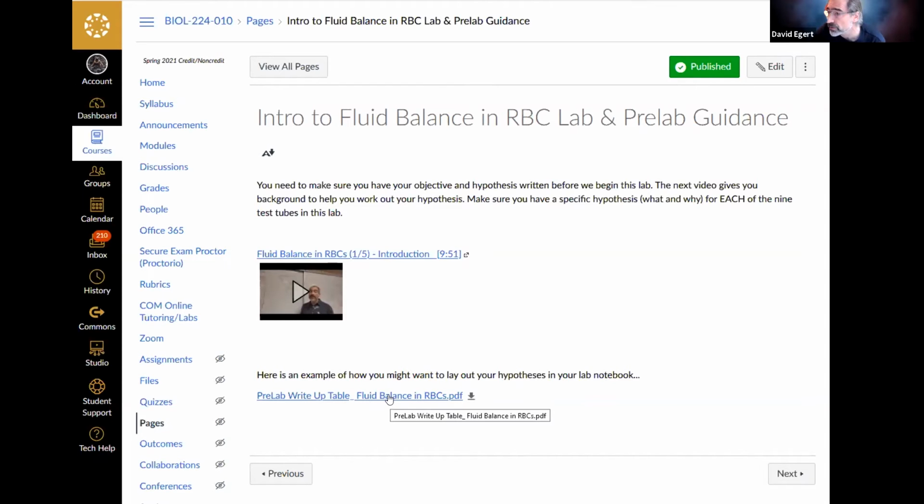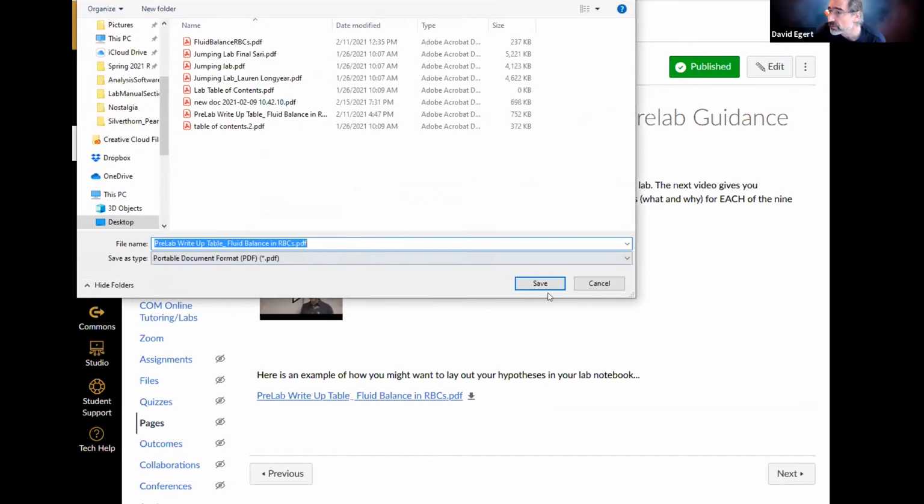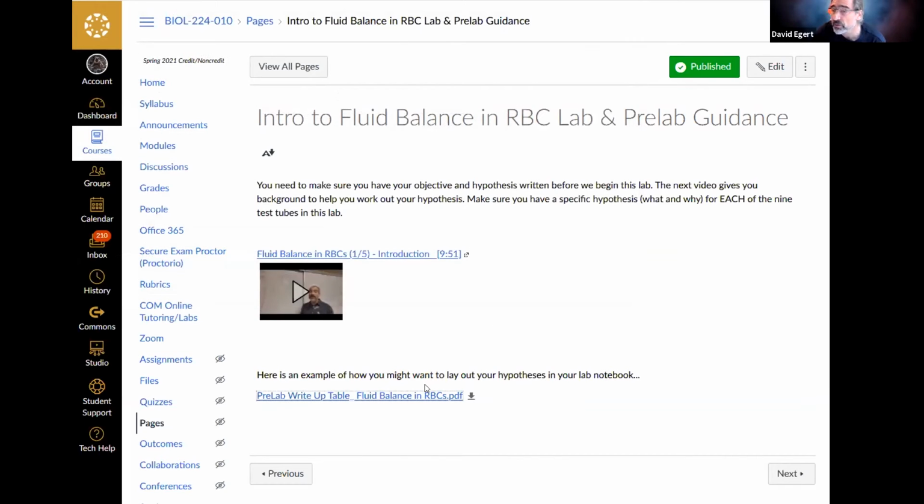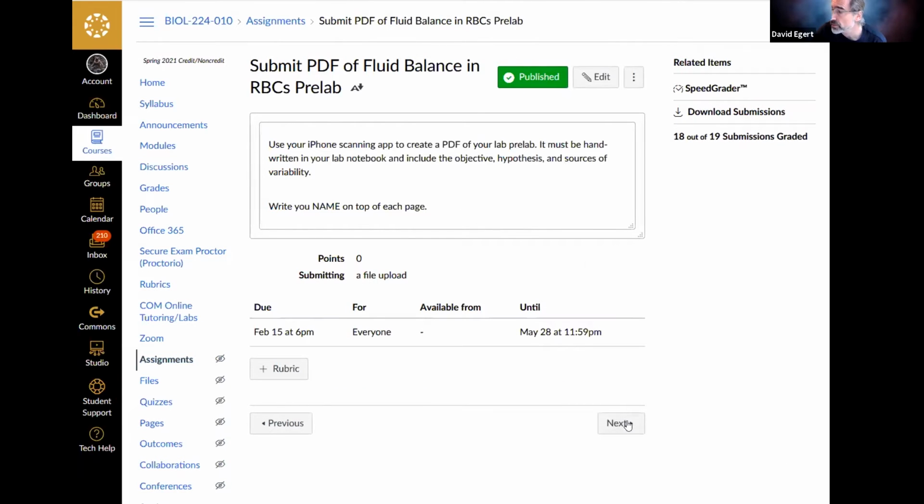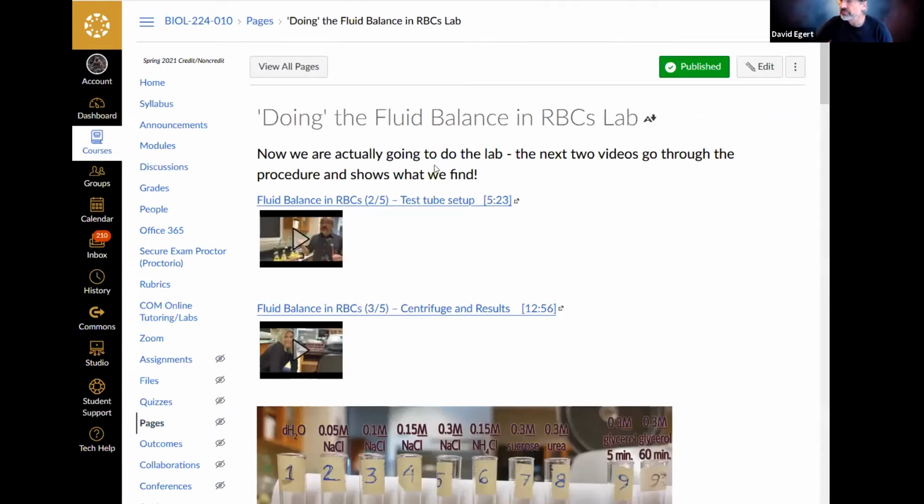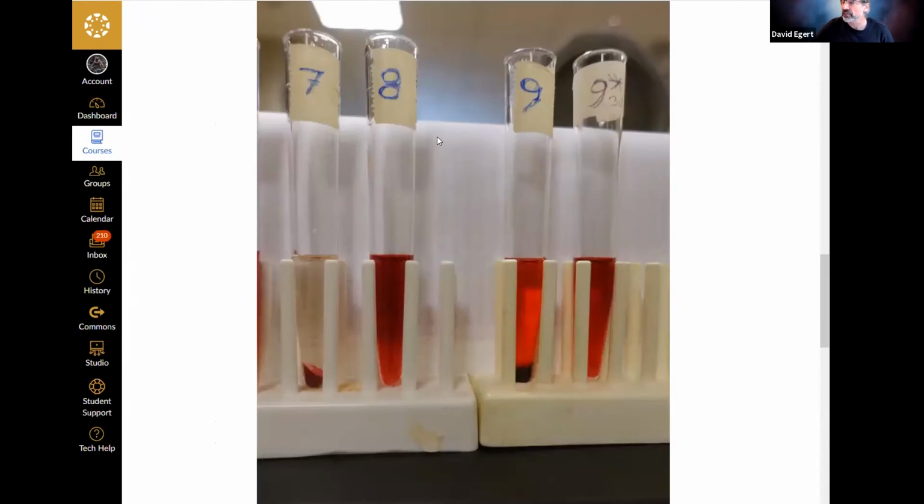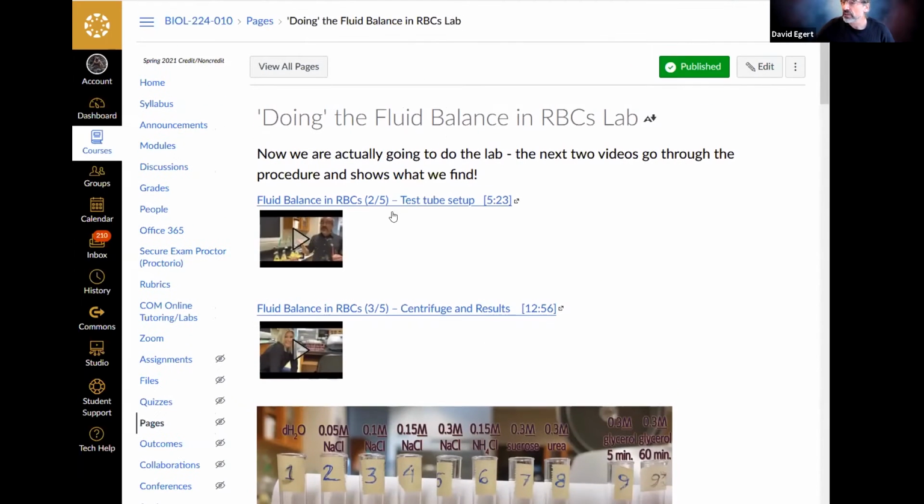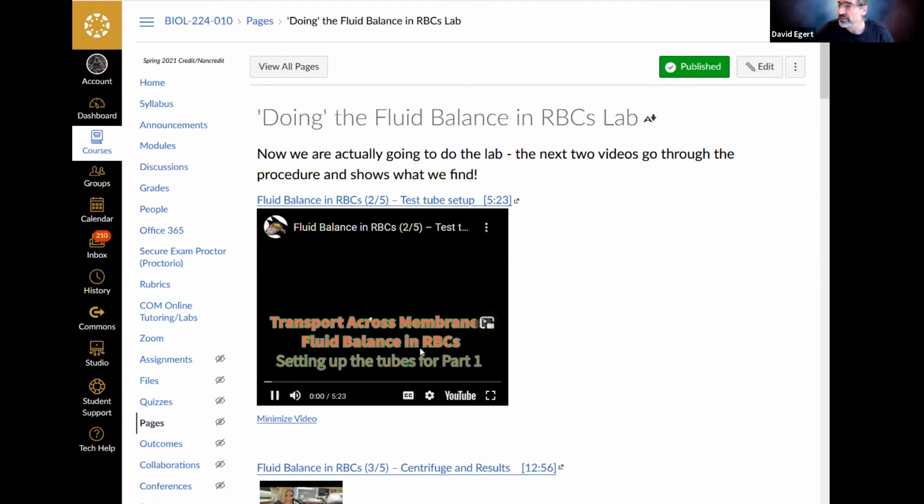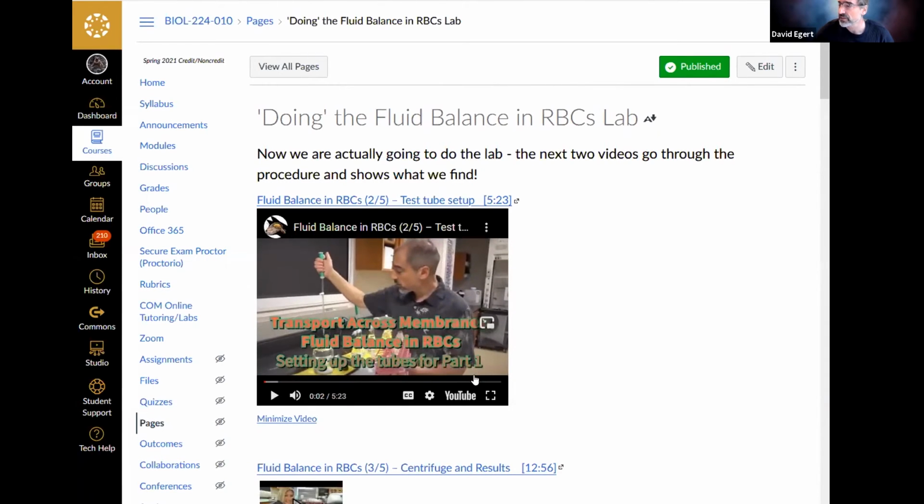And I included this table here. We can look at it later, but it gives you a sense of what you should think about. What does it dissociate into? How do you calculate osmolarities from molarity? All right, and then people did this, doing the fluid balance in RBCs lab. And here you can see I actually have pictures, and we'll look at these in a few moments. But for right now, let's go watch a scintillating video.